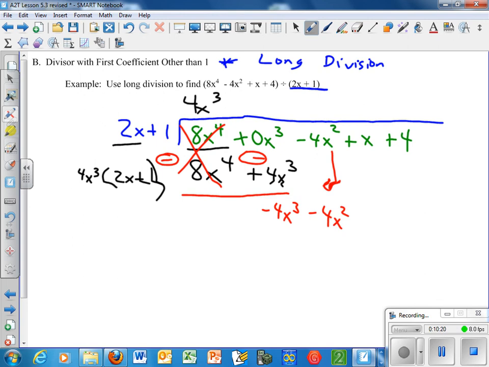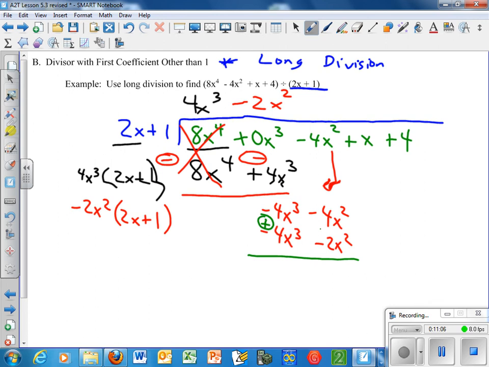Now I ask myself, how many times does 2x go into negative 4x cubed? Well, 2 times negative 2 would give me the negative 4. And then I need x cubed, so it's going to be x squared on here. So now I take negative 2x squared, and I'm going to multiply it times my 2x plus 1 binomial, which ends up being negative 4x cubed minus 2x squared. Now I'm going to subtract, so I change the signs. That becomes a plus, that becomes a plus. Negative 4x cubed plus 4x cubed drops out. This becomes negative 2x squared. Drop your next term. Keep the sign that's with it, so it's plus x.